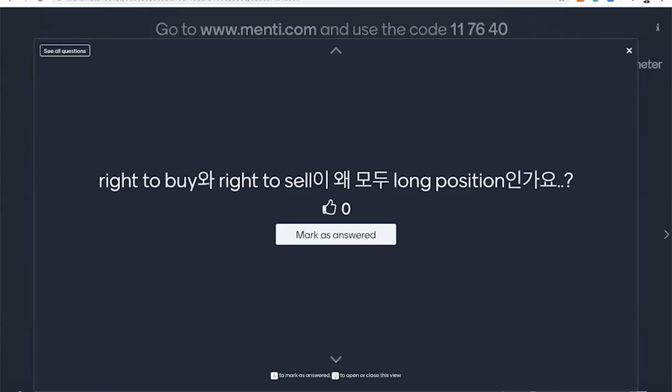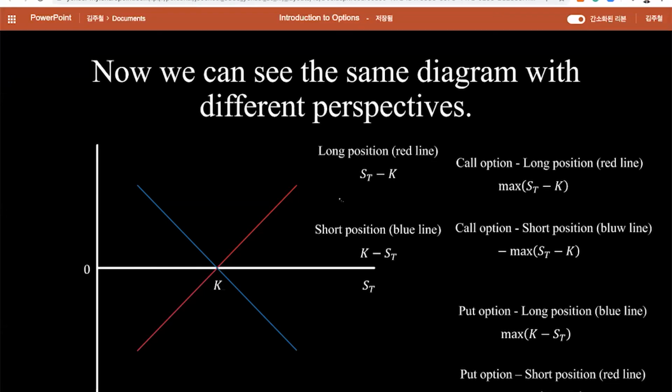So I'm sorry to speak in Korean, but if you see this one as a whole thing, the red line is a long position of a forward contract, and the blue line is a short position of the forward contract.